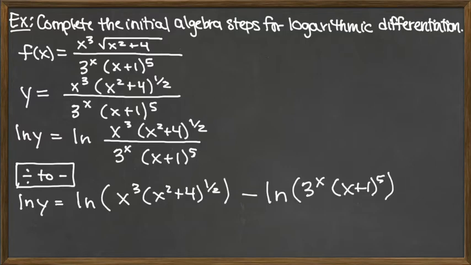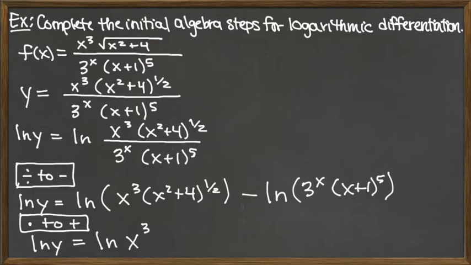Okay. So now that we've gotten rid of the fraction, what we notice is within each logarithm on the right-hand side, it's a product of two things. And so we can split up those products to sums. And so what we can do then is we would have natural log of y on the left still, and we'd have natural log of the first term in the product, which is x cubed, plus the natural log of the second term in the product, which is x squared plus 4 to the 1/2.